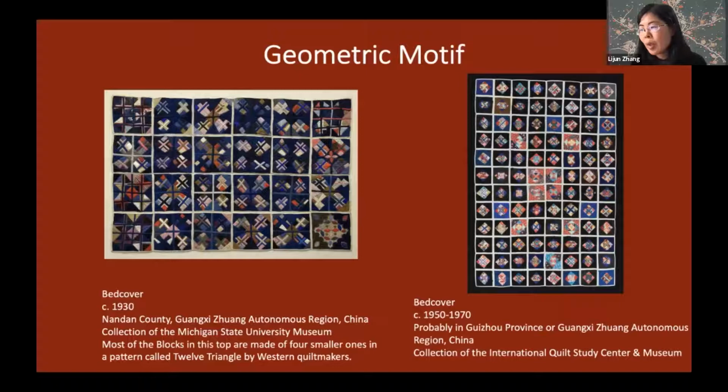Many motifs carry a range of cultural meanings and convey what people would like to express through these images on the textile. So most of the blocks on this quilt from Guangxi are made of four smaller ones in a pattern called 12 triangle by Western quilters, as Marsha just briefly introduced.